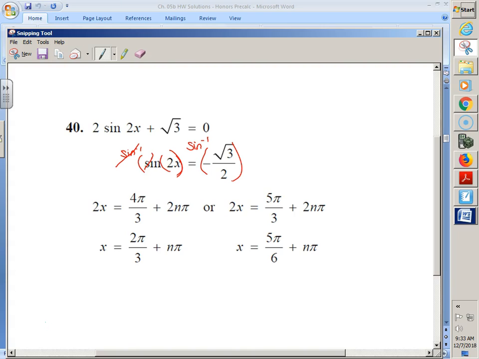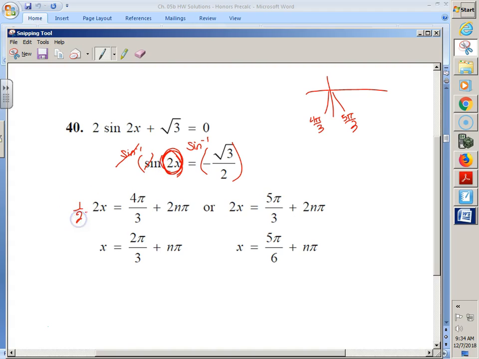When you do that sine inverse, you're not just looking for one answer, because they say find all. You're not just looking for one. But you do need to ask yourself the question, when is sine negative root 3 over 2? Well, sine is negative in this quadrant and that quadrant. 1, 2, 3 at the pi over 3's, which is why they're using 4 pi over 3 and 5 pi over 3. But that still equals 2x.